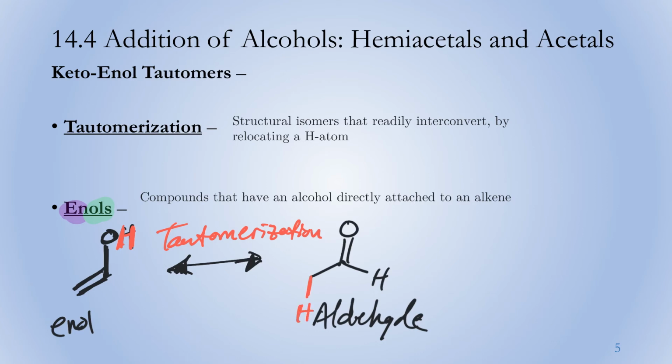Because if you look at the rest of the structure, we have 2 hydrogens on the alkene on the terminal end of it and 1 on the inside of it. We still have the 2 here and the 1 over here. So the only thing that has changed is essentially the position of that red hydrogen, and so that's tautomerization. And then enols are just compounds that have an alcohol directly attached to an alkene.